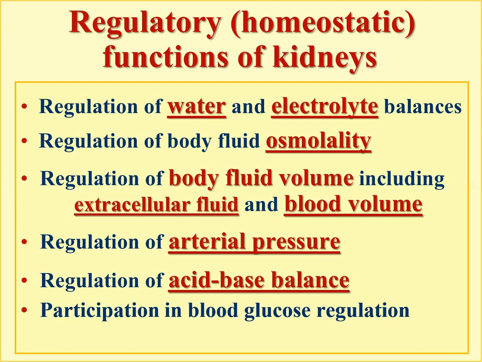And participation in constant level of blood glucose, regulation of blood glucose by way of gluconeogenesis. This is production of glucose from amino acids predominantly or other non-carbohydrate sources. And the kidney can do it in rather big amounts, which is comparable to the liver's ability for gluconeogenesis.